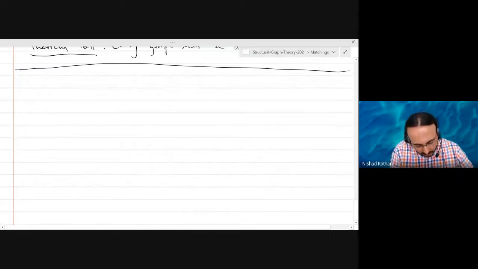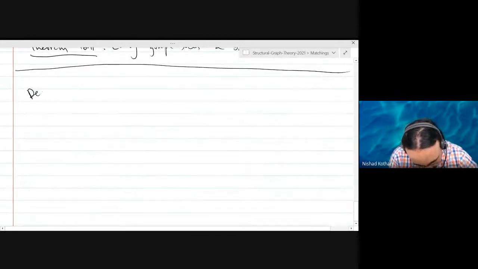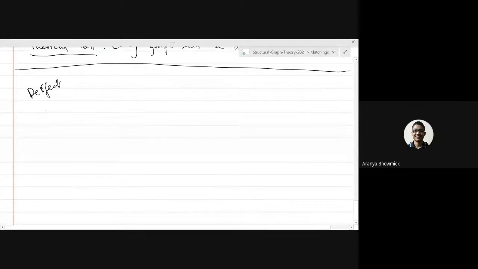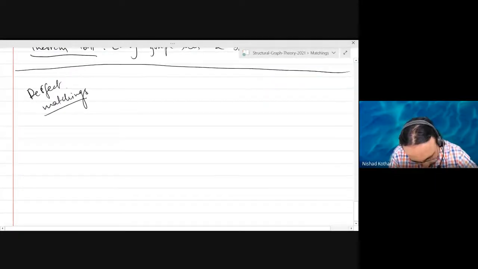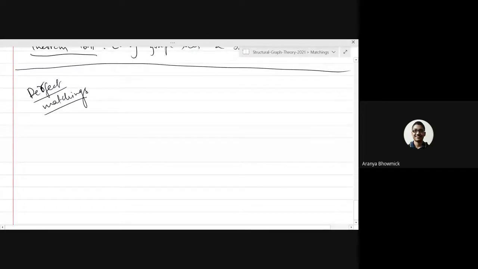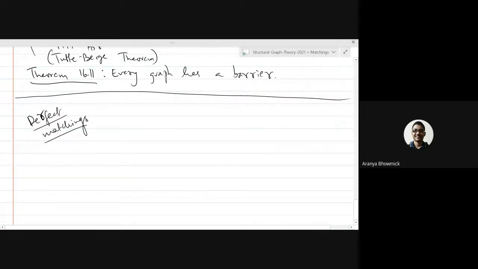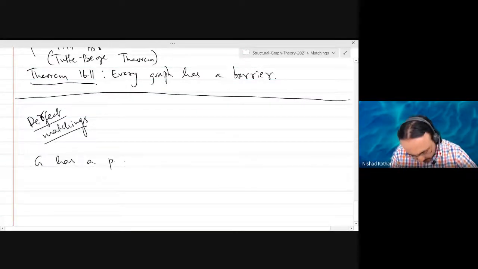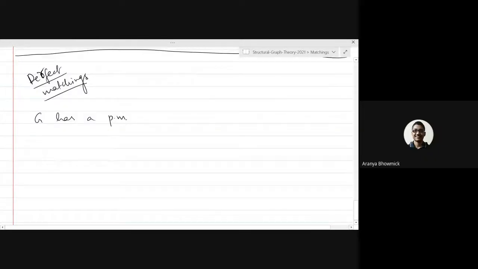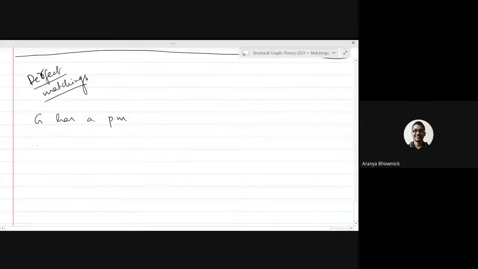So let's talk about perfect matchings. If a graph G has a perfect matching, first of all, it must have an even number of vertices. And if the number of vertices is n, which is even, then the size of the maximum matching will be n/2. So G has a perfect matching, which implies that alpha prime of G equals n/2.